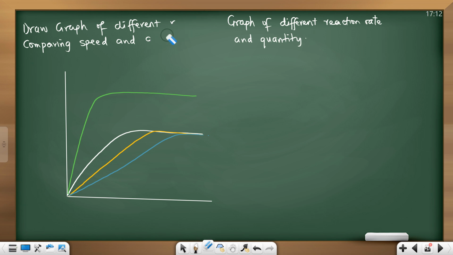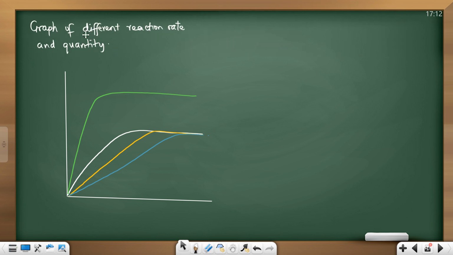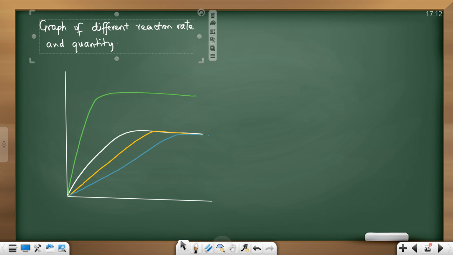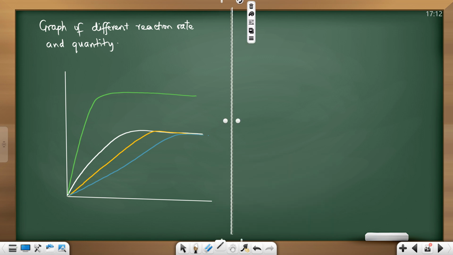Okay, so guys, I am going to start quickly. This will take me 5 minutes or so, then we jump into looking at questions. All right, graph of different reaction rate and quantity. So I have 4 graphs here. And definitely, since this graph is increasing, this becomes my what? Product, because we're producing. And this becomes my time in seconds.